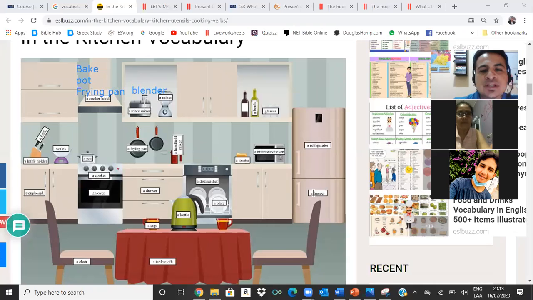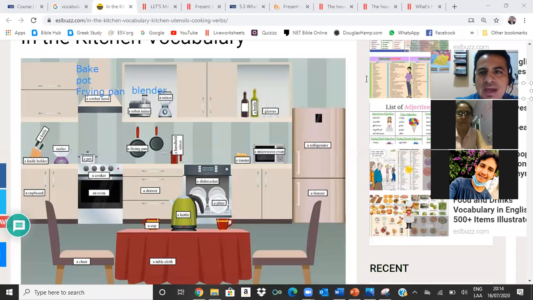Repeat. A freezer. Freezer. Right, where you put the meat, the ice cream, okay? Where you put los tamales congelados, las tortillas congeladas. Freezer. Then we have plates where you eat. Plate. Some people have a dishwasher. Dishwasher.